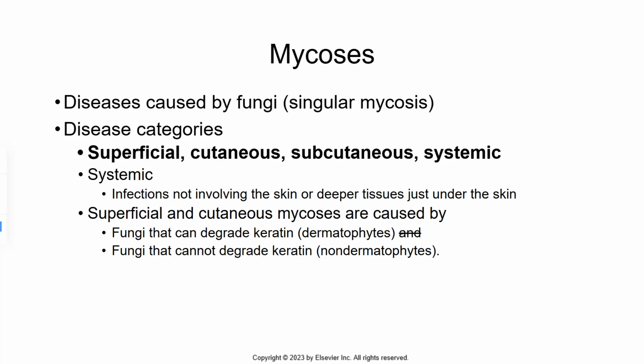Superficial and cutaneous mycoses are caused by fungi that can degrade keratin, dermatophytes, and fungi that cannot degrade keratin, non-dermatophytes. Dermatophytes and non-dermatophytes are an important subcategory, so you need to know the difference and be able to define those. Superficial would predominantly be on the surface of the hair, skin, and nails. Cutaneous can be within the hair, skin, and nails.